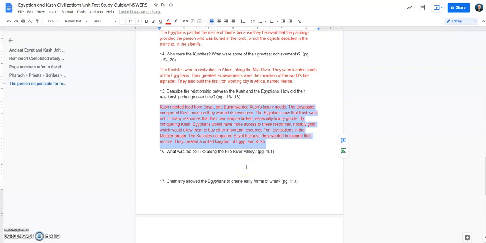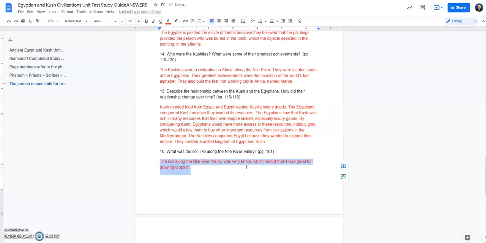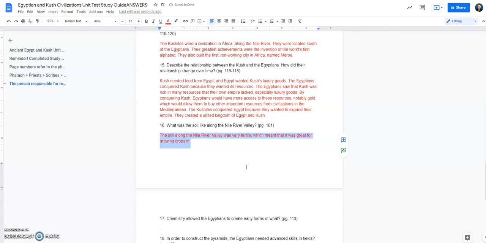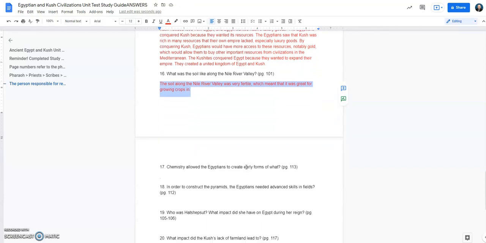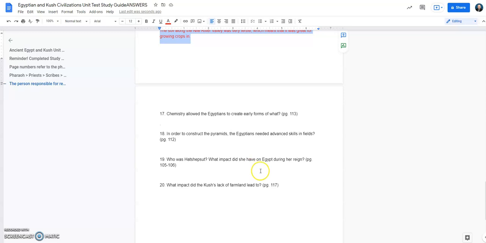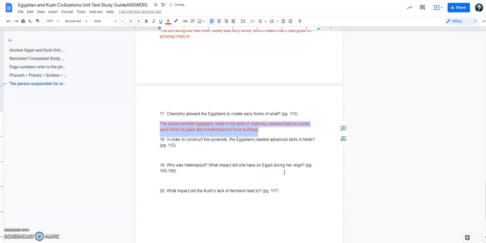16. What was the soil like along the Nile River? The soil was fertile, right? The soil was fertile because the rivers flooded, put silt in the water, and it made it great for growing crops. 17. Chemistry allowed the Egyptians to create early forms of what? They had early forms of glass and mortar. Mortar is a material that you use for brick building, right? You have bricks, and you put the mortar in between them, and it sticks them together. And then glass, right? So who invented early forms of glass? That would be the Egyptians.